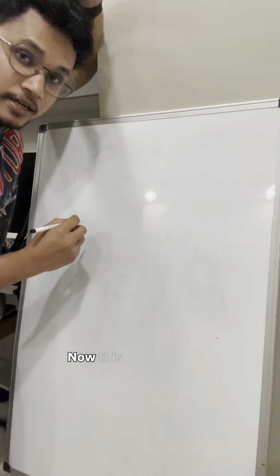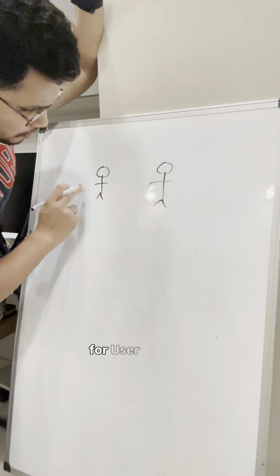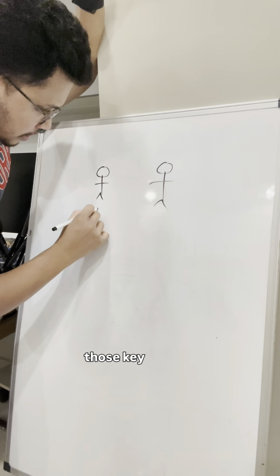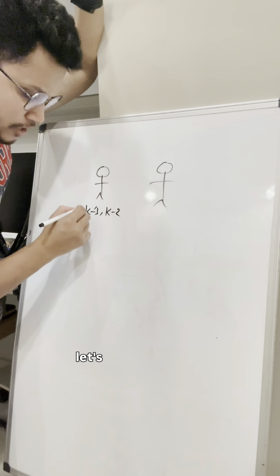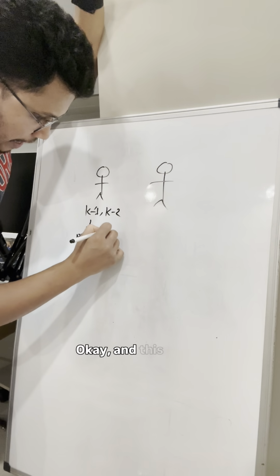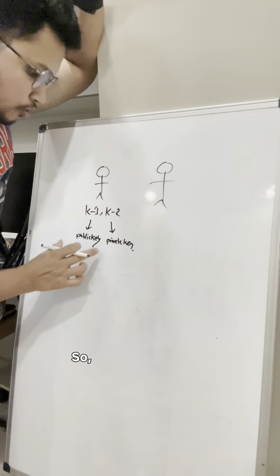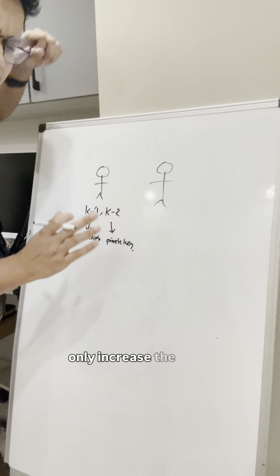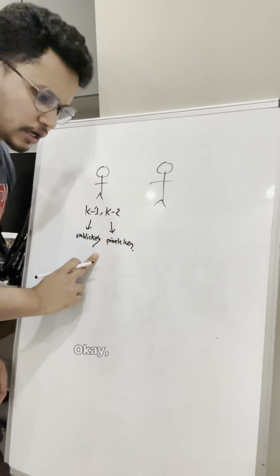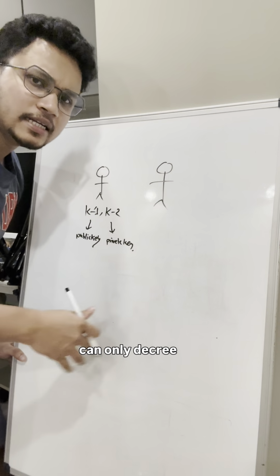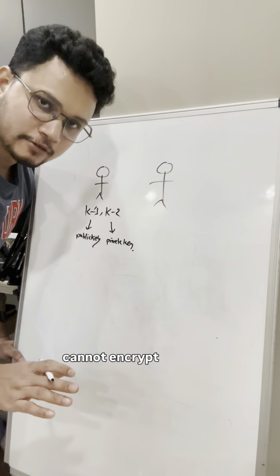All right, clear? Now this is the fun part. First, user 1 can generate those key 1 and key 2. Let's call key 1 the public key and key 2 the private key. The public key can only encrypt the value; it cannot decrypt it. And the private key can only decrypt the value; it cannot encrypt anything.